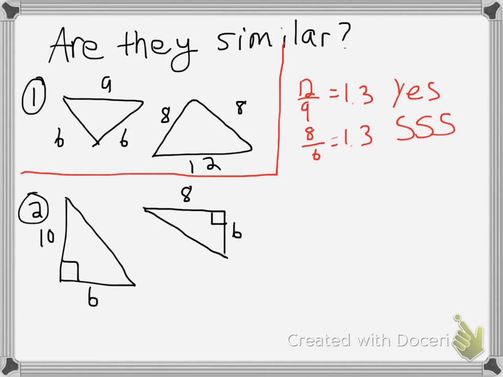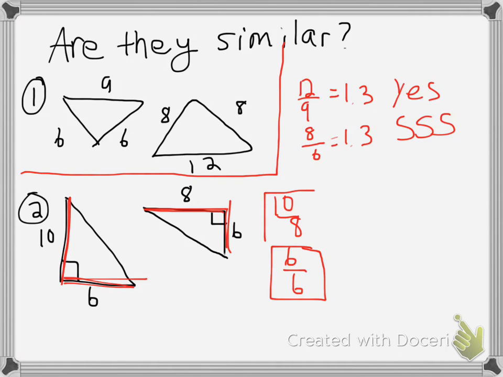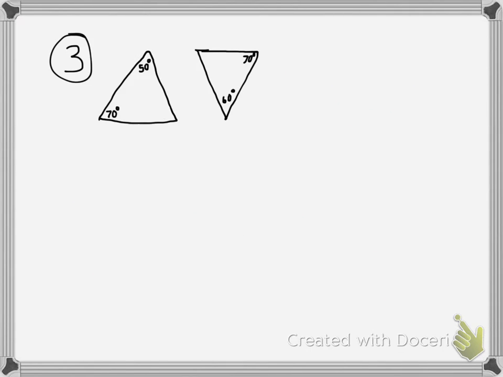All right, let's look at the next one. Got to find my corresponding sides. This is the long side, this is the long side, so 10 over 8, and then 6 and 6. They have to be the same if I divide them. I don't even have to calculate this one. It is very obvious that 6 divided by 6 is 1, and 10 divided by 8 is not going to be 1. So the answer to this one is a resounding no. They are not similar.